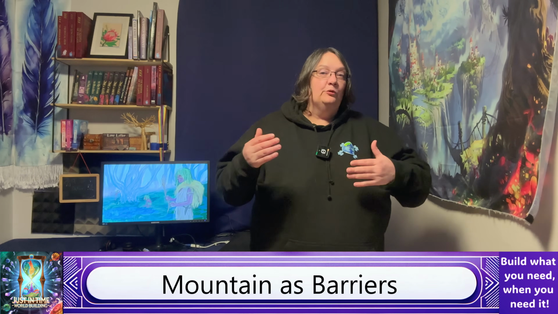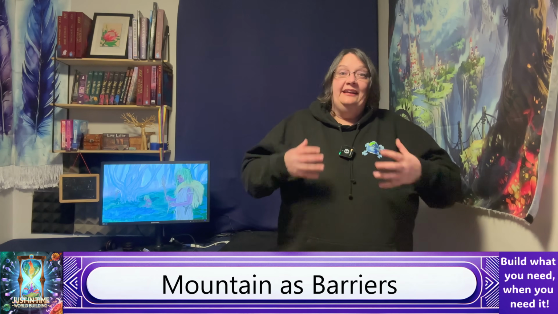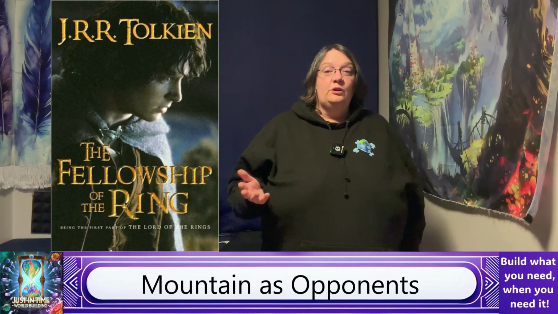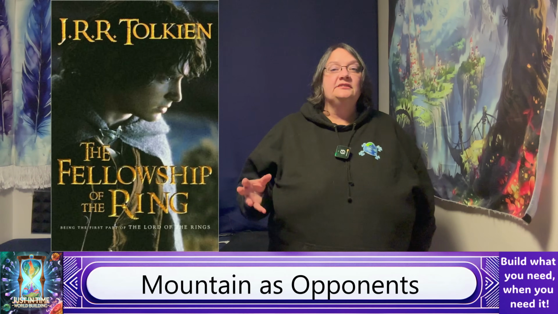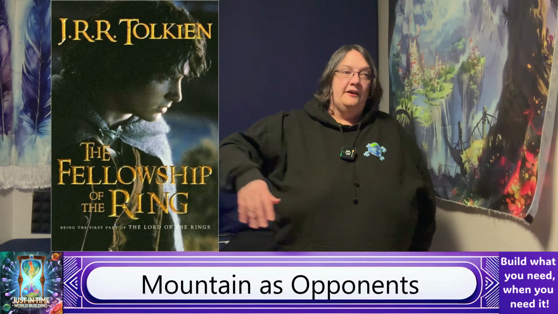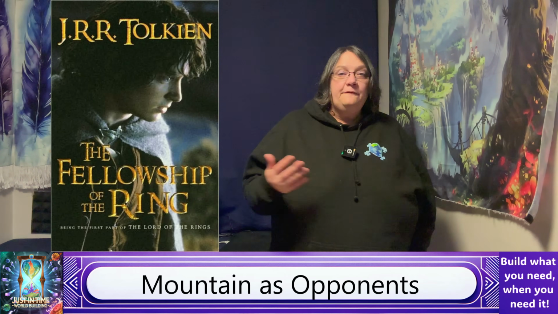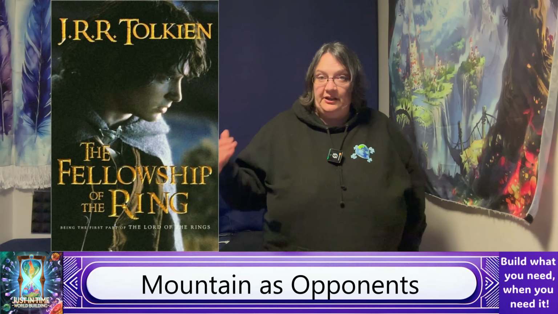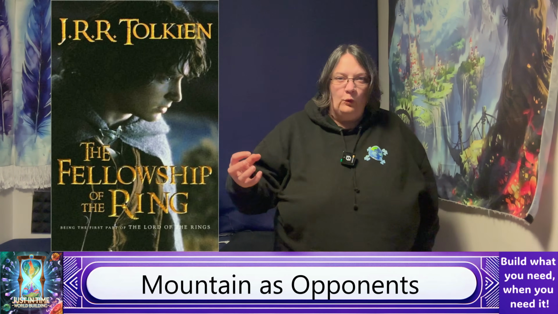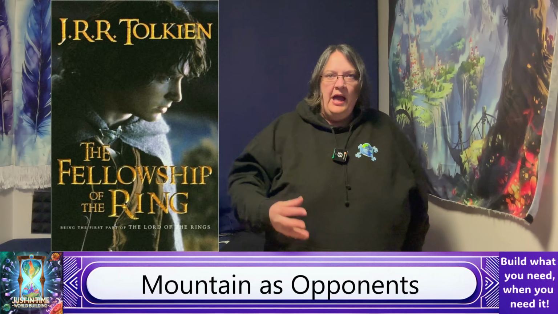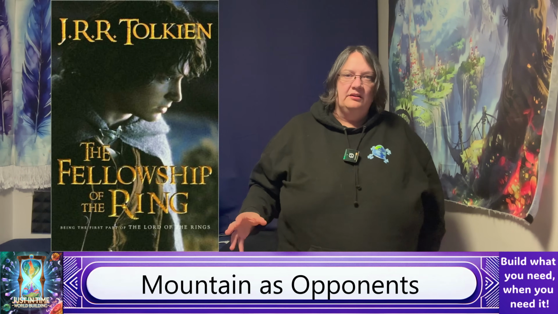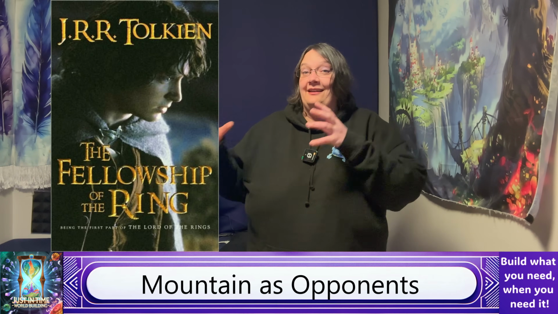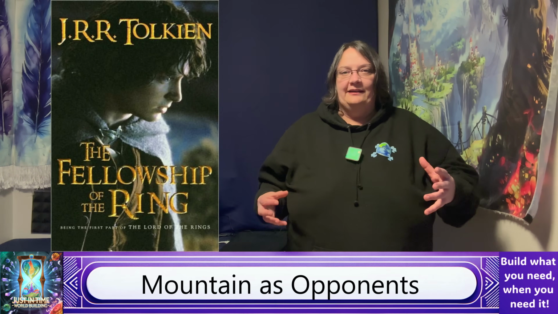However, sometimes a mountain isn't just in the way, it is actively fighting back. Let's talk about Tolkien's Caradhras. Caradhras is a mountain in The Fellowship of the Ring. And when the Fellowship tries to cross it, it actively tries to kill them. The wind howls, the snow buries them, avalanches block their path. And while Tolkien doesn't quite come out and say the mountain is alive, it's definitely not friendly.